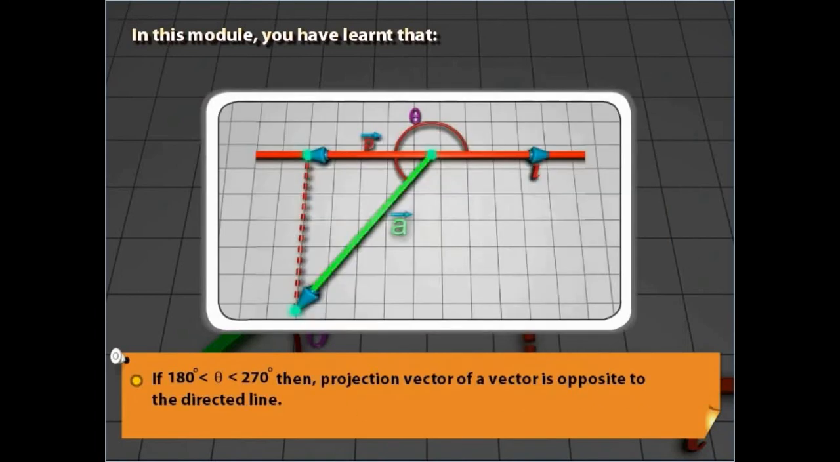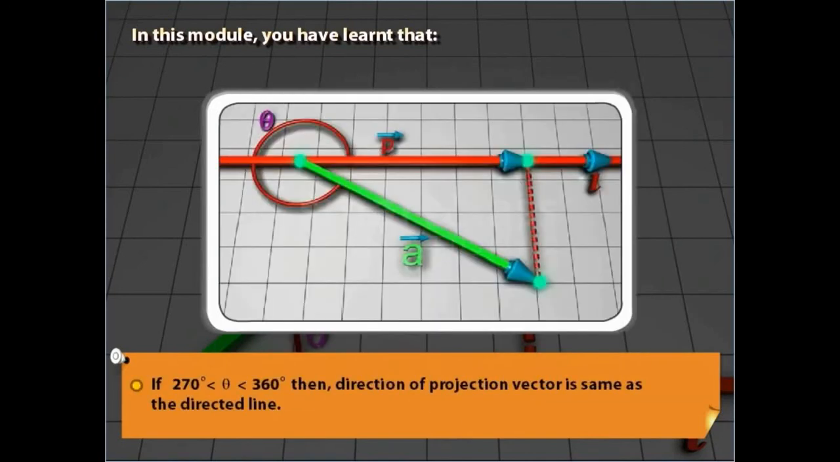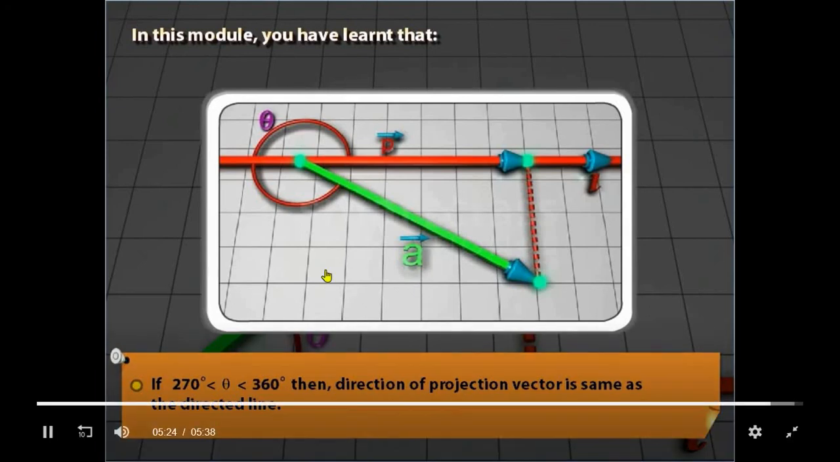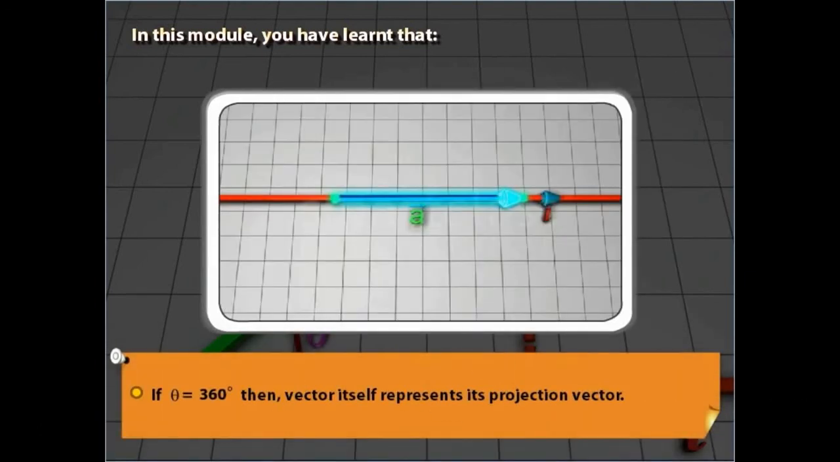If theta varies between 180 and 270 degrees, then projection vector of a vector is opposite to the directed line. If theta is 270 degrees, then projection vector of a vector is a zero vector. If theta varies between 270 and 360 degrees, then direction of projection vector is same as the directed line. If theta is equal to 360 degrees, then vector itself represents its projection vector.